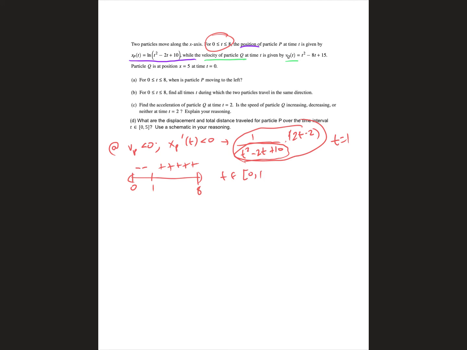Now you would include 0 here. I didn't count it off if you didn't, because when you plug in 0 into the velocity, you actually do get a negative number. And that's true because the velocity of p is less than 0.